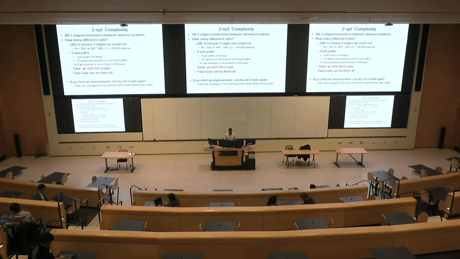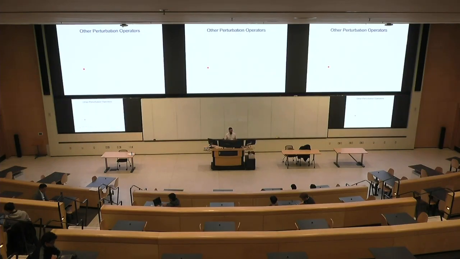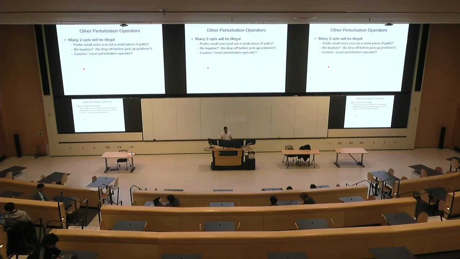So that's good enough. Now the problem with 2-opt again is that a lot of these options might be illegal and will be thrown away, or we waste time trying to fix them up. That's why people try to find other perturbation techniques that might work better for our problem. As I said, many of the 2-opts will be illegal. One way to fix this is to prefer the small ones. I'm going to cut my path into pieces where one of the pieces is very small, and I'm going to focus only on fixing up that piece. If the other pieces are illegal, I'm just going to throw away my solution and try something else.